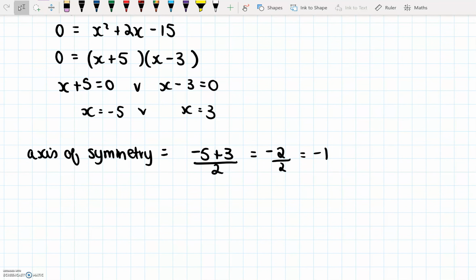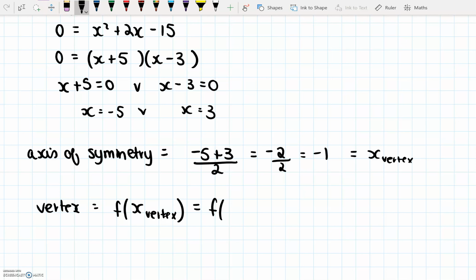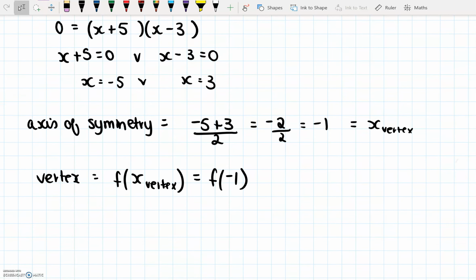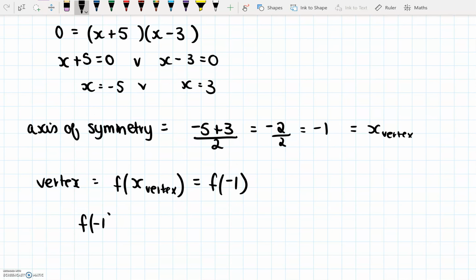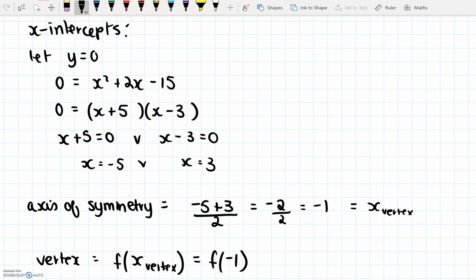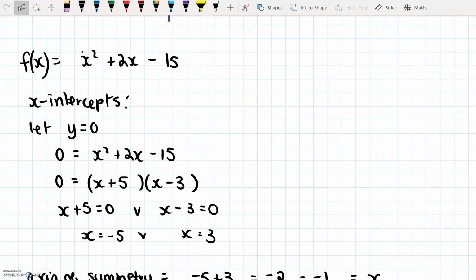If I said to you, therefore, I want to know the vertex, well, the vertex is the f of the axis of symmetry. Now, we actually call this the f of the x vertex. Okay, so the name of the axis of symmetry is the x vertex. We'll use subscript to write that vertex part. So we have the function of, in this case, -1. Okay, so the f of -1 for this formula was, we have x² + 2x - 15.